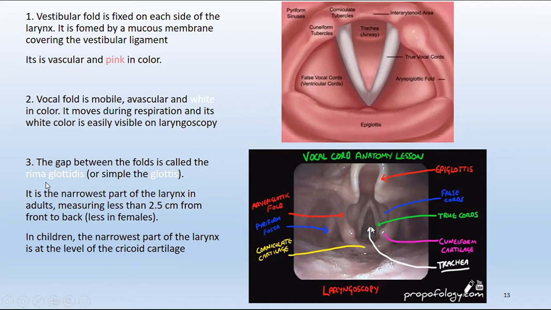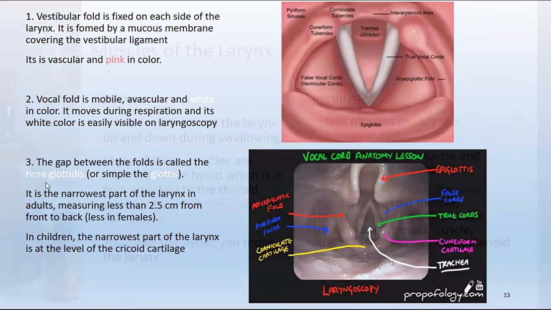Measuring approximately 2.5 centimeters from front to back, it is lesser in females. This is the narrowest part in adults. For children, the narrowest part is somewhere lower, at the level of the cricoid cartilage. Okay, if you're done with this image, I'll proceed.